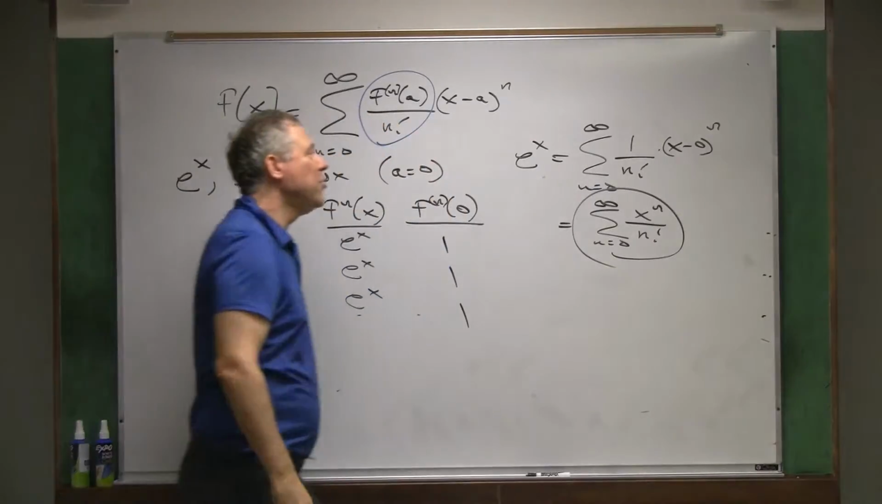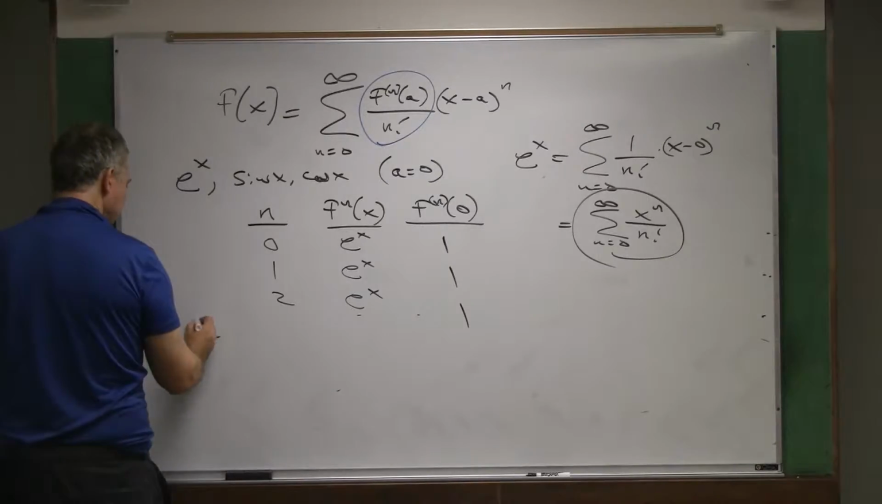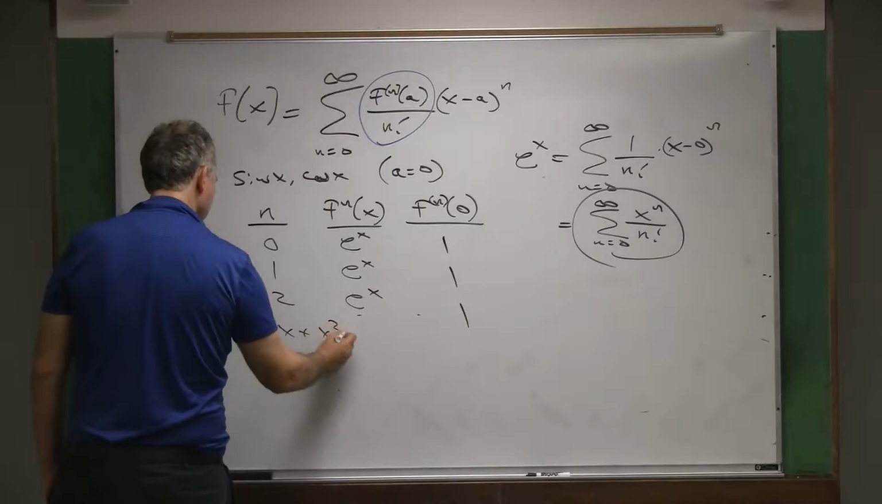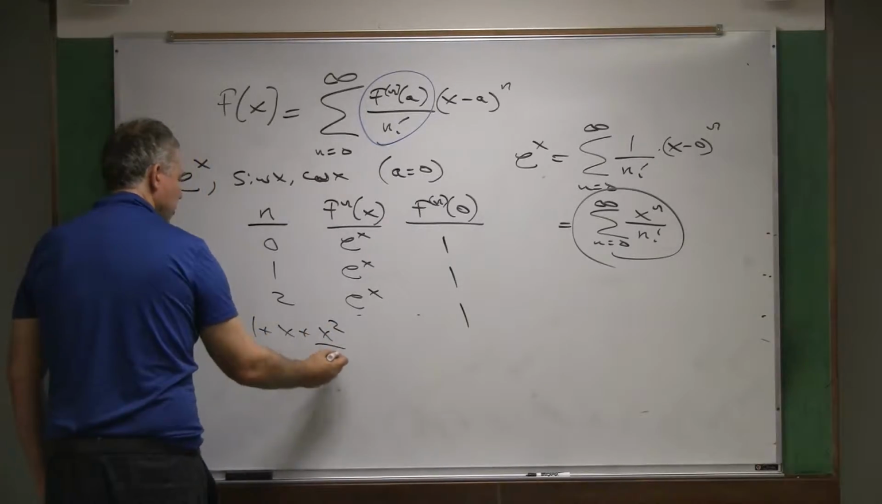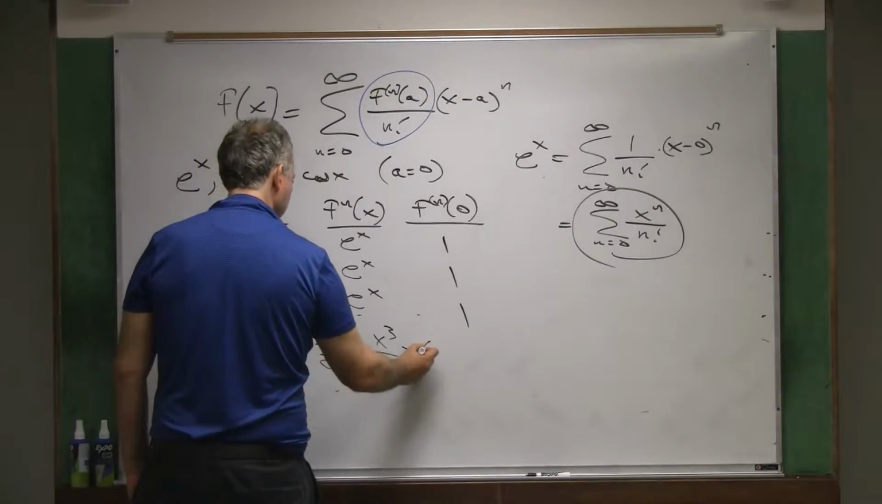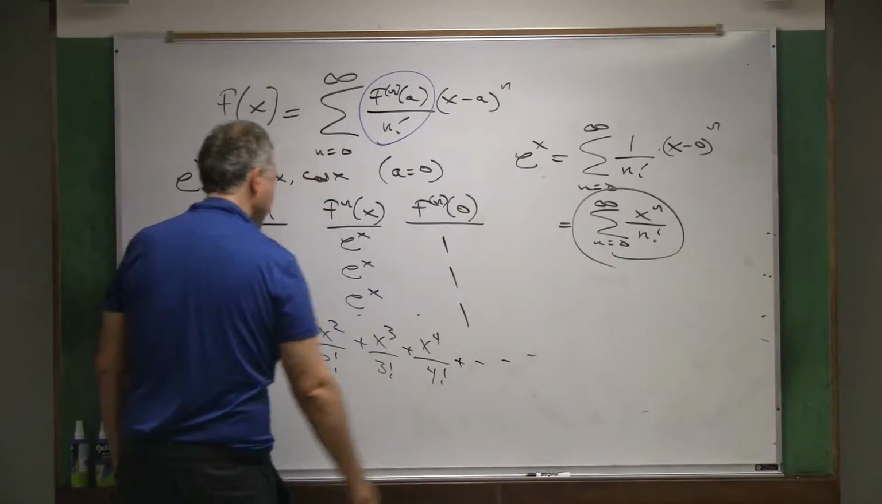So now we know a new way to write e to the x by using this pattern. So we're going to say e to the x is 1 plus x plus x squared over 2 factorial plus x cubed over 3 factorial plus x to the 4 over 4 factorial plus dot dot dot.